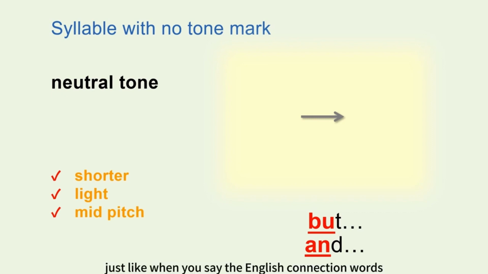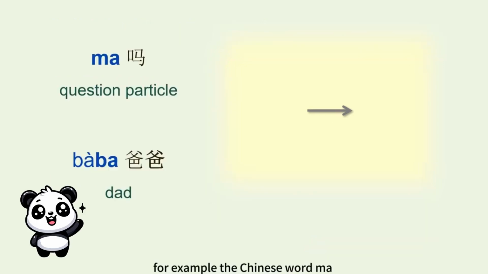Just like when you say the English connection words, but, and, it's short and de-emphasized. For example, the Chinese word ma without a tone mark is the question particle ma. The word 爸爸 means dad, where the second syllable also carries no tone mark. It's short and light, with a mid-level pitch.